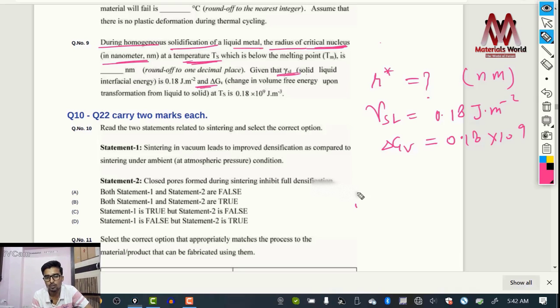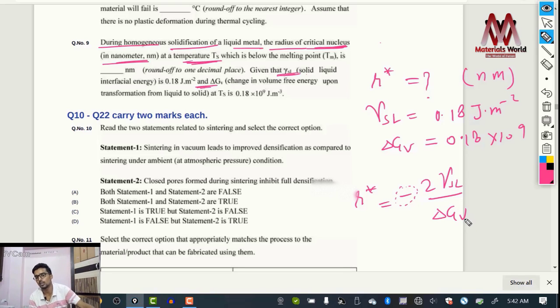Here we know the formula for the critical nucleus radius, that is R star equals minus 2 gamma by delta GV. The minus is just to indicate that delta G should always be negative, so that R star comes out positive. So there is no significance of the negative sign in the calculation. Since delta GV is already given as positive, you can put the sign also, and in the end we have to take the absolute value.